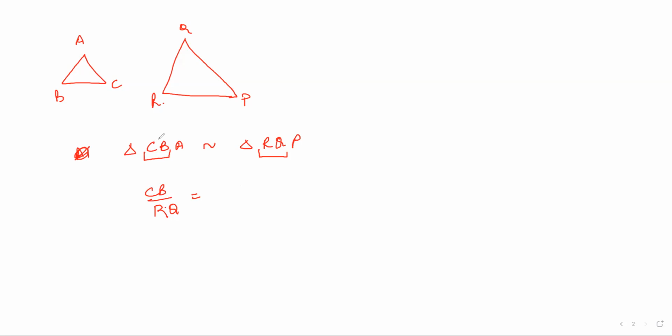And then BA will be in proportion to QP, so BA divided by QP. All right. And then the third one, the last is CA upon RP. Understood? So that means this CB side is proportional to this RQ in the figure. Got it? Okay, so let's come to the exercise now. These are a few things you need to understand.